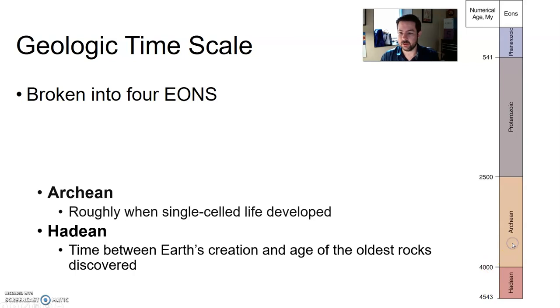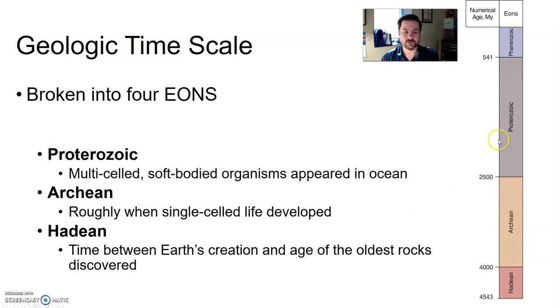Then we have the Archean, which is roughly when single-celled life developed. So around 4 billion years ago is the first signs of ancient single-celled life, just bacteria. And that was really it up until about 2.5 billion years ago. So for 1.5 billion years, it was just kind of single-celled life floating around in the Earth's early oceans.